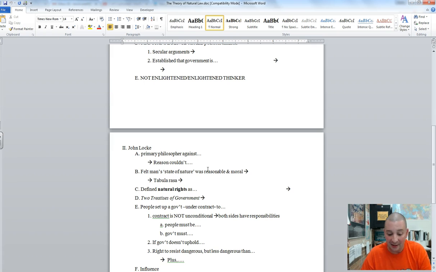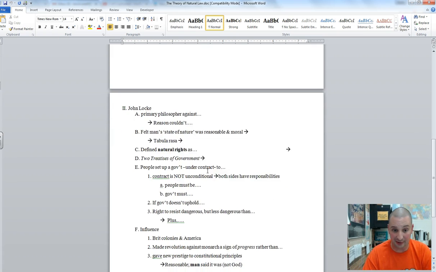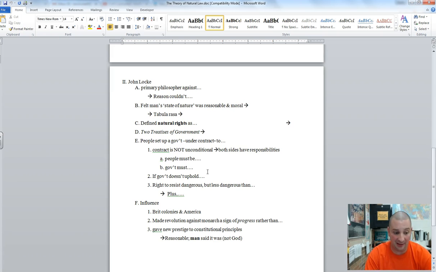So now, let's talk about John Locke. John Locke is an Enlightenment thinker. He is one of the biggest Enlightenment thinkers that we talk about. And he is the primary philosopher against absolutism. I don't want to necessarily say he's for democracy or for constitutional monarchy, because there's a lot of variance in his writings and in interpretations of his writings. But he is against absolutism. And his reason for this is, reason couldn't justify absolutism. If you looked at the logic of it, it just couldn't justify it.